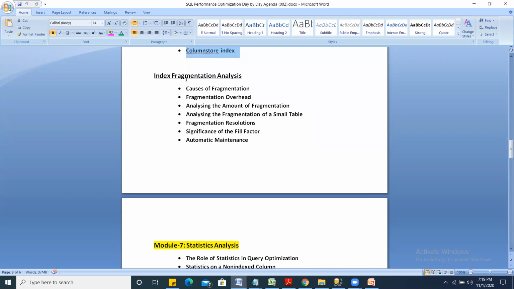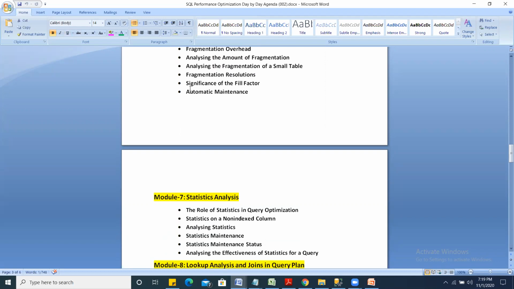Then index fragmentation, since excess fragmentation causes degradation in the performance of your query. So index fragmentation analysis, how you can do that. What are the different causes of fragmentation? These are the things we will discuss. And what is the importance of fill factor. Another parameter while we are creating an index is pad index. So pad index and fill factor both are related with the fragmentation that exists in indexes. These are the things we will discuss there.